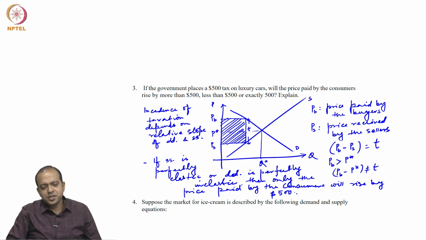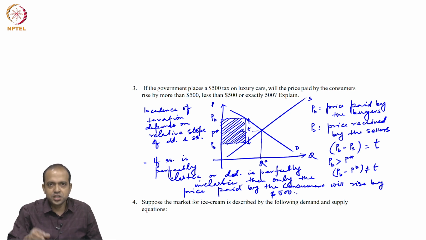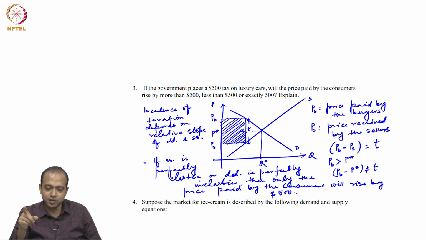Okay? So, perfectly elastic or perfectly inelastic, these are all theoretical possibilities. It is very rare, it is impossible to get a product for which supply is perfectly elastic and demand is perfectly inelastic. If that happens, then only after imposition of tax, the price paid by the consumers will rise by exactly the tax amount.